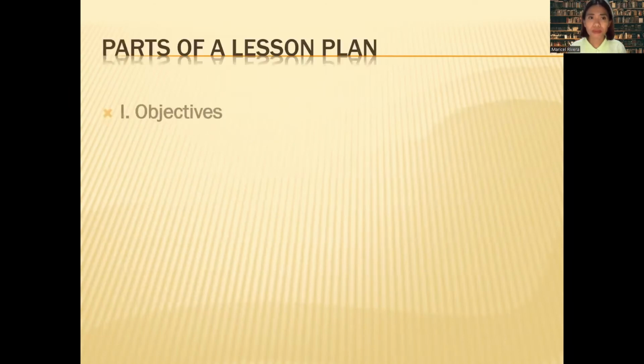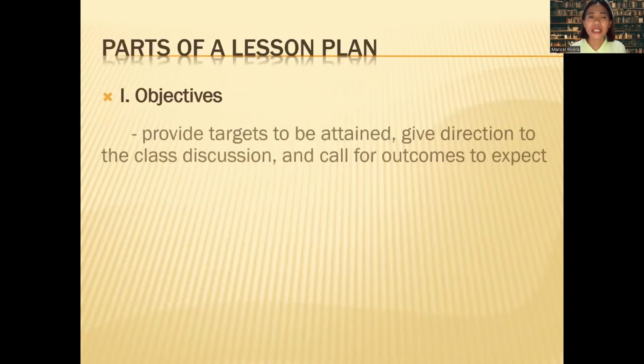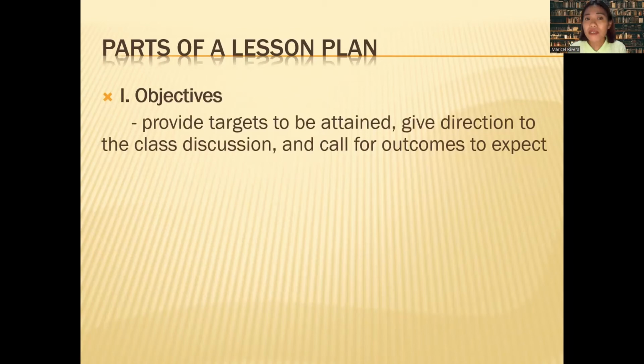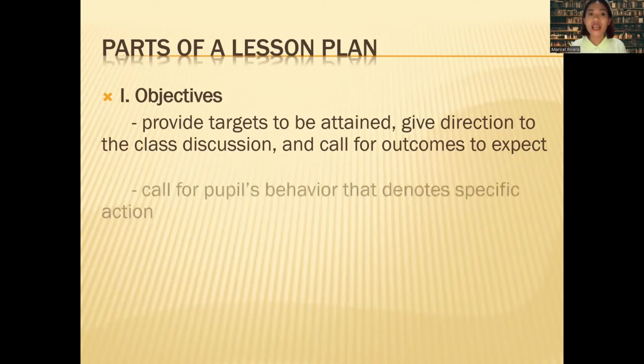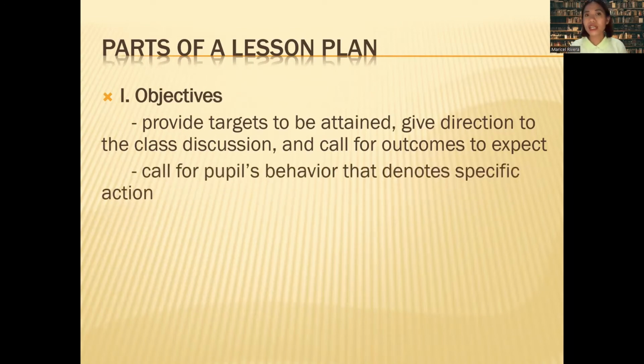Now, what are the parts of a lesson plan? The basic parts of the lesson plan are the following. First, we start with the objectives. In the objectives, we make sure we provide a target that we can attain for the given time frame that we have. So we give direction to the class discussion, and we also call for outcomes to expect. What are the competencies? What are the outcomes right after the session? Those are the things.